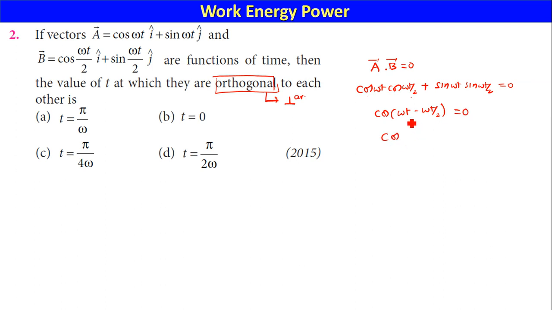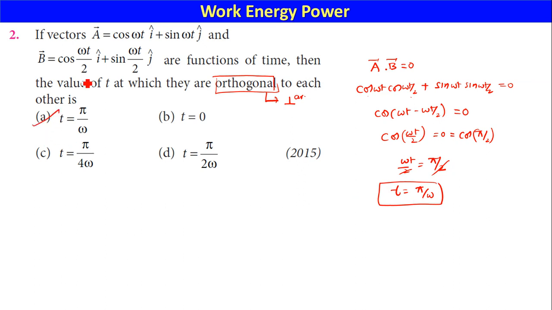Cos of omega t minus omega t by 2 is nothing but omega t by 2. So cos of something is equal to 0. What about this angle now? Cos pi by 2, or cos 90. Okay, omega t by 2 is equal to pi by 2. This 2 gets cancelled, so the time is supposed to be pi by omega. Which option is correct? A.